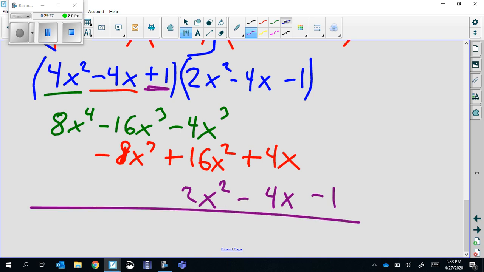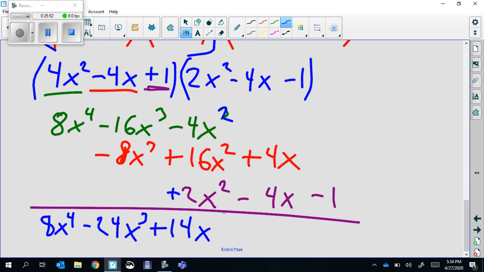And combine like terms. So we got 8x to the 4th minus 24x cubed. This is 18 minus 4, that's 14. That cancels out, and then minus 1, and that's it.